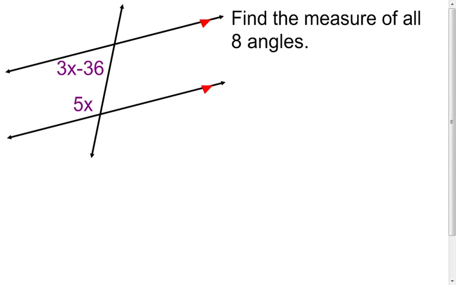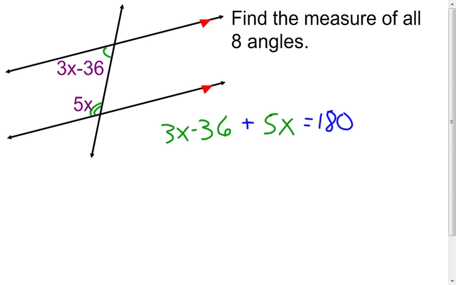Now in this one, again, parallel lines cut by a transversal, and I'm going to look at my two angle pairs. I have this angle and I have this one. Now in this case, we have consecutive interior angles, or same side interior angles. This is the one pair of angles that is not congruent. This is the one that's supplementary. So what I have to do in this one is take those two angles, the 3x minus 36 and the 5x, and I just said that they're supplementary, which means when I add their two measures together, it's going to equal 180 degrees.